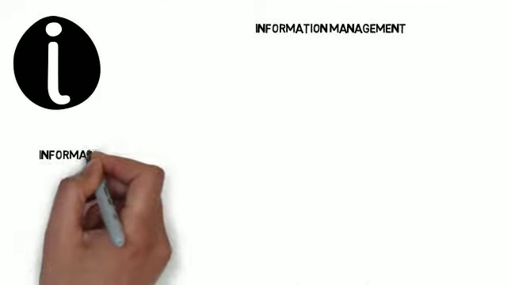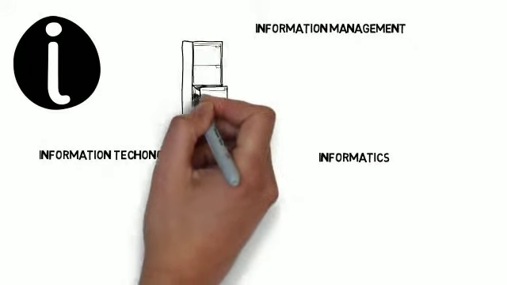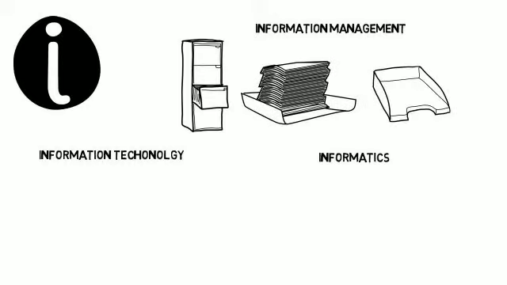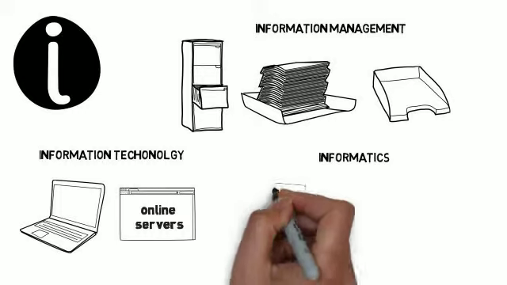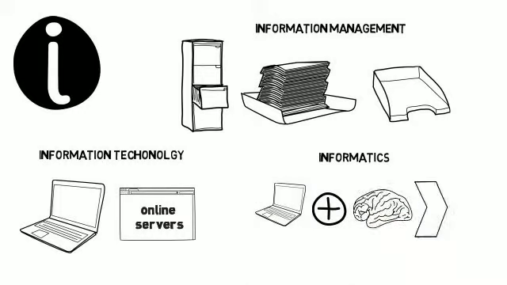Now, let's talk more about information. We have information management, information technology, and informatics. Management refers to the organizing and spreading of information. Technology refers to the use of tools and machines to deal with data. And informatics refers to the using of the data and information in meaningful ways.